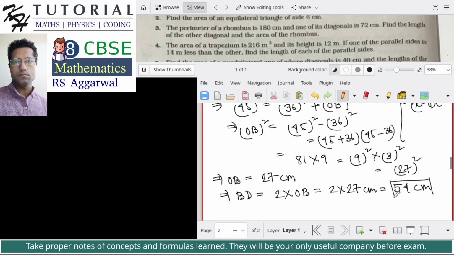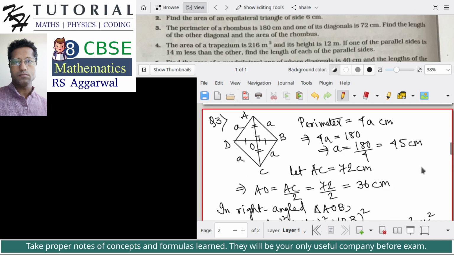So the question has asked to find the length of the other diagonal, which is 54 centimeter, and the area of the rhombus. Now what will be the area of a rhombus? Note that each diagonal in a rhombus divides the entire rhombus into two congruent triangles, and definitely the area of two congruent triangles are equal. So if I consider the diagonal AC, the diagonal AC is dividing the entire rhombus into two congruent triangles, ACB and ADC.